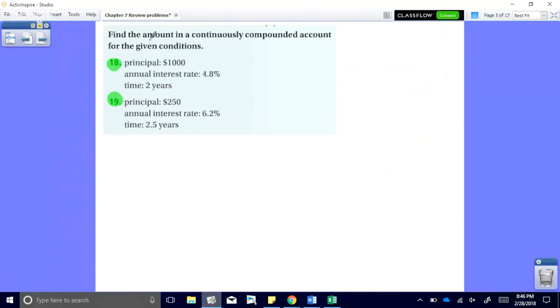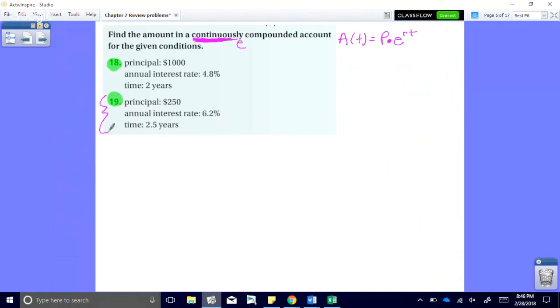All right, so the next couple say find the amount in a continuously compounded account that gives the following conditions. We said in our notes, I think 7.1 or 7.2, we talked about continuously compounded interest. The formula that we used is A of t equals P. Since continuously has an E, we're going to use times E to the RT. So I'm going to do one of these and then you can try the other one.